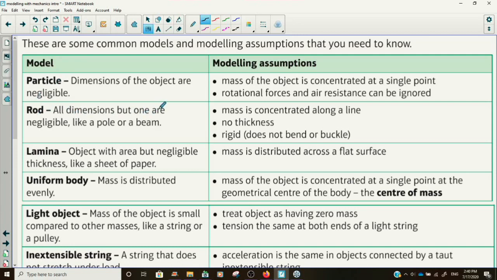Rods are like beams or poles, and again, we're going to assume they're only one-dimensional. So there's no thickness or width to it. There's a length, but there's no other dimensions there. So it's a one-dimensional object. The mass is concentrated along the whole line. So if it's a uniform rod, then the mass is equally distributed along the length of the rod, and it's rigid, so it doesn't bend. Okay, so that's what a rod is if you're modelling an object as a rod.